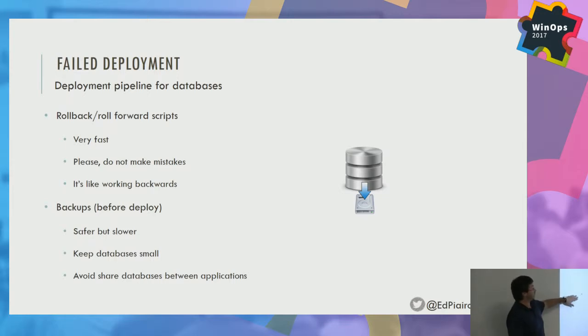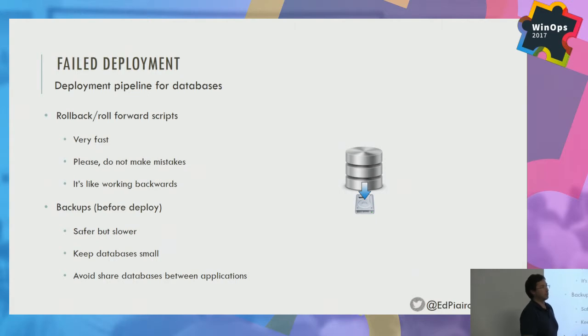The backup approach is the safer but the slower. Every time you make a deploy, you first make a backup. But if you have a 1 terabyte or 2 terabyte database, that can be a challenge. At the other end, we have rollback or roll forward scripts. I don't like the way scripts are seen as rollback. For me, it's very confusing to work backwards. So if I have a problem with the database, I just write a script to roll forward and fix that problem.